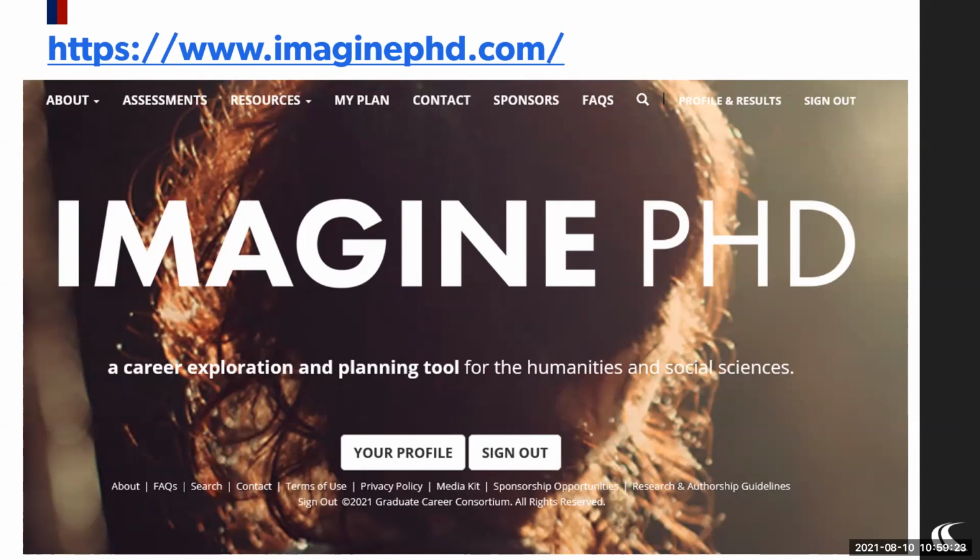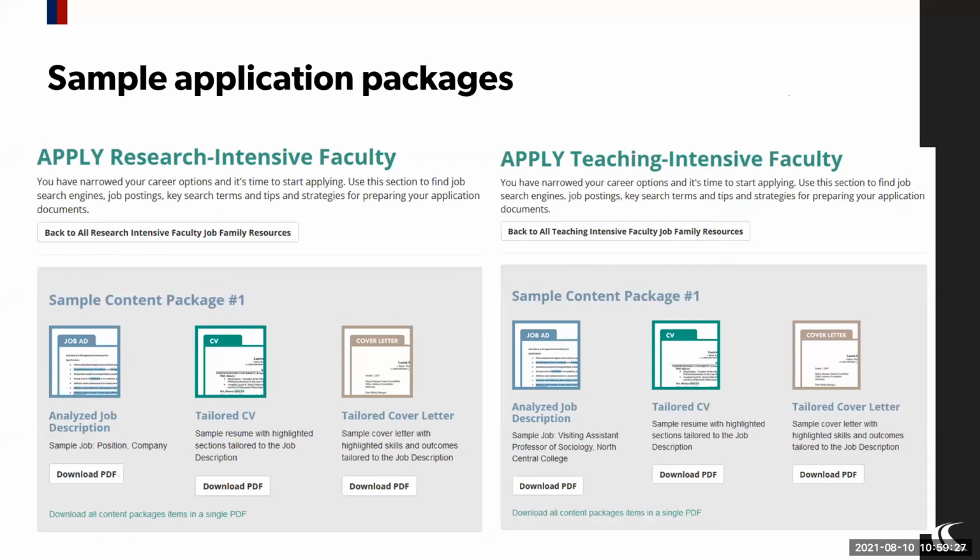If you go under resources and job family resources, as I mentioned earlier, you can see these content packages. These are just screenshots, but you can take a look at research-intensive faculty roles and teaching-intensive faculty roles, and you'll see job ads that have been analyzed, CVs that are tailored to that job ad, and then a tailored cover letter. I'm only showing you sample content package number 1. There are multiple of each, so you can take a look at that.